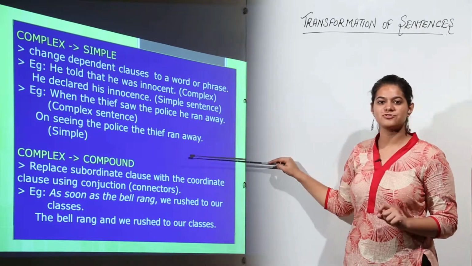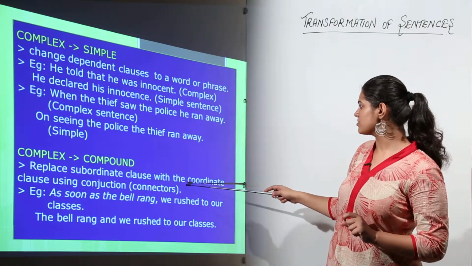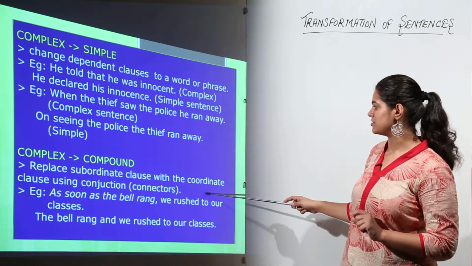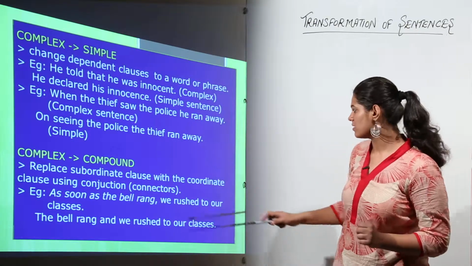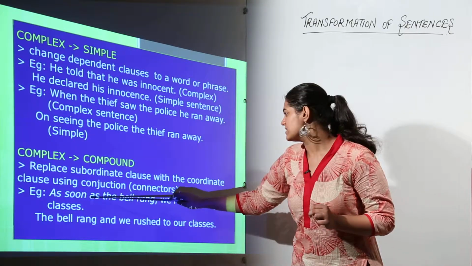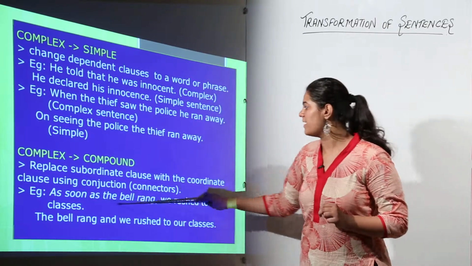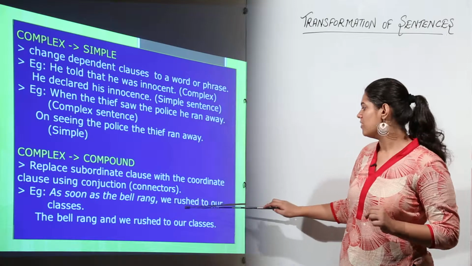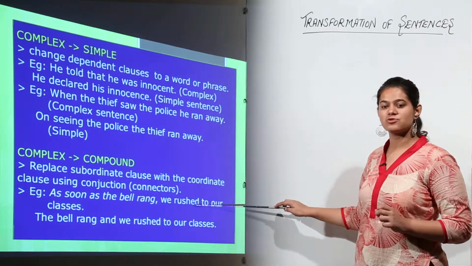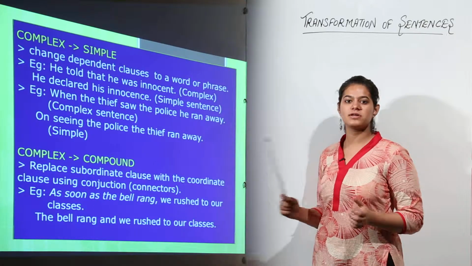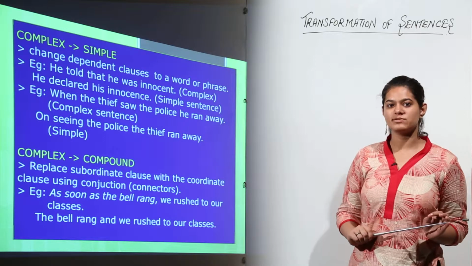Next is the complex to compound. We replace the subordinate clause with the coordinate clause using a conjunction. The subordinate clause is the clause that is dependent. Let's read the sentence: As soon as the bell rang, we rushed to our classes. "As soon as the bell rang" is the subordinate clause, "we rushed to our classes" is the coordinate clause. We need to join these two using a conjunction or a connector word, and then the complex sentence would be converted to a compound sentence.